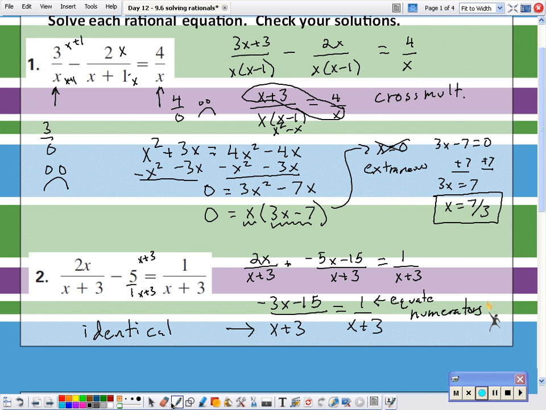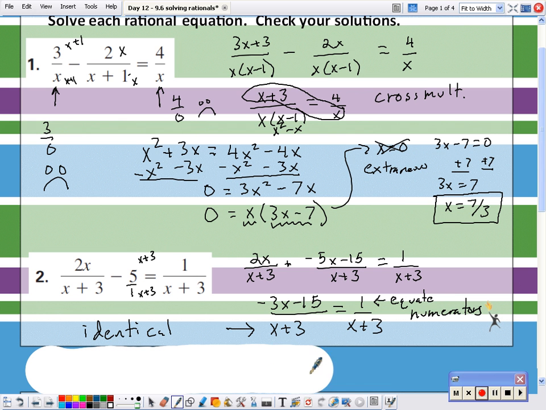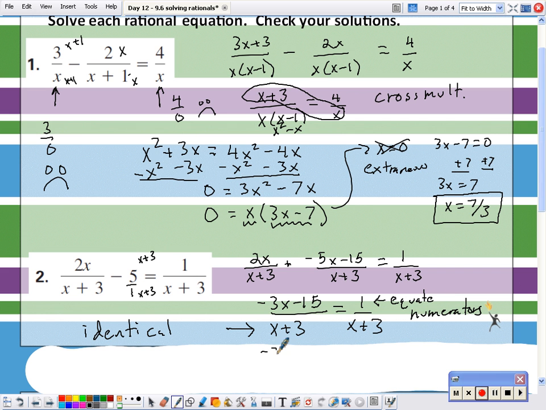So, let me make some white space here. I'm just going to say negative 3x minus 15 equals 1, because if I have a numerator over a denominator equals a different numerator over the same denominator, obviously my numerators are equal. I'm going to add 15, I'm going to divide by negative 3, and I'm going to get x equals negative 16 thirds. And when I check, if I do negative 16 thirds plus 3, I don't get 0. So I'm okay, and that is my solution.